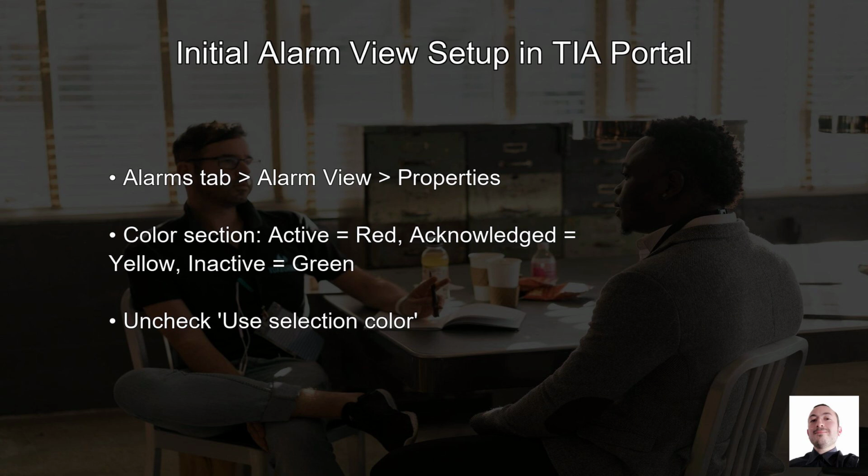To configure the initial alarm view in TIA Portal, you need to navigate to the Alarms tab within the HMI configuration. Locate the Alarm View object, which is your primary interface for alarm visualization. Right-click and select Properties. Within the Properties window, you'll find the Color section. This is where you can define the color coding for different alarm states. For instance, set active to red, acknowledge to yellow, and inactive to green. Ensure that the Use Selection Color option is unchecked to allow custom color settings. This configuration is crucial for a clear and intuitive alarm display.